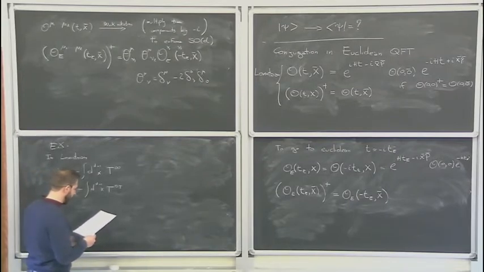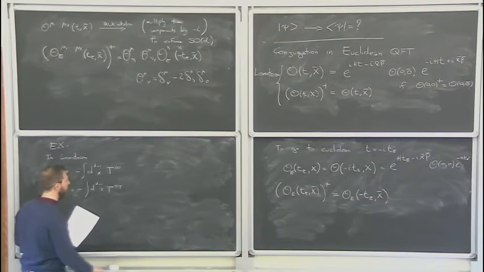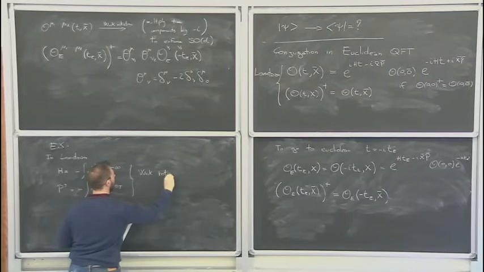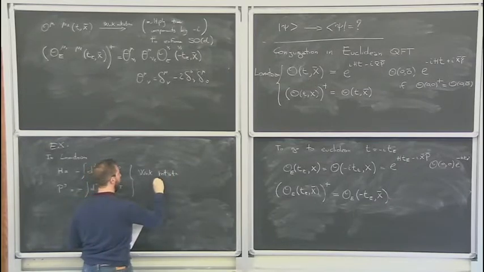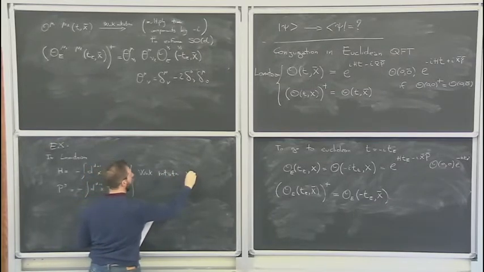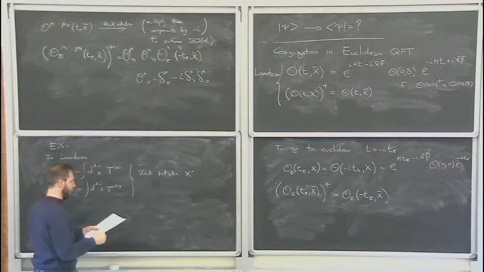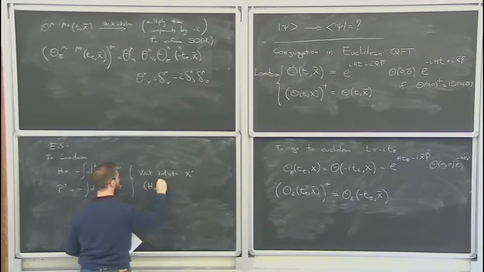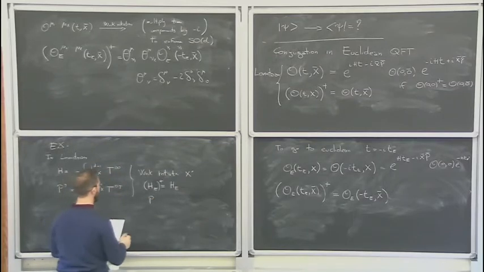For instance, if you Wick rotate x0, then you end up with a Hamiltonian which is Hermitian, while the momentum is anti-Hermitian.